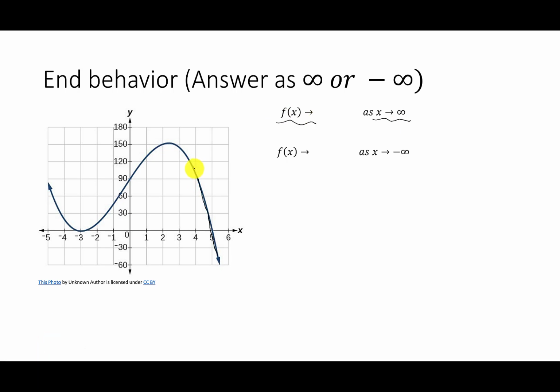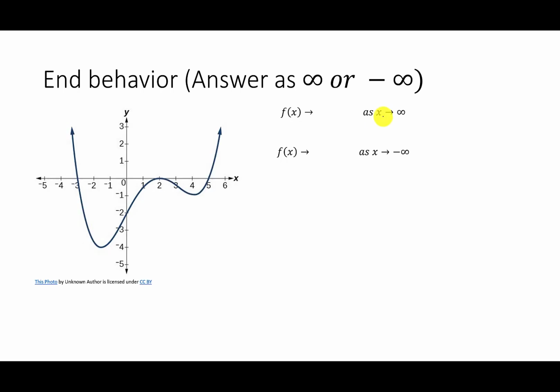I want you to see as I'm going to the right, my function is going down. So as x gets bigger, f of x is getting smaller. That goes to negative infinity. On the left side, as x goes to negative infinity, so I'm on my graph and I'm following along, it's going up. So up is positive infinity, and I'm putting the plus sign to really reinforce the sign.